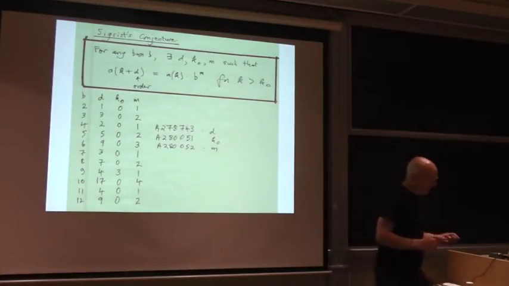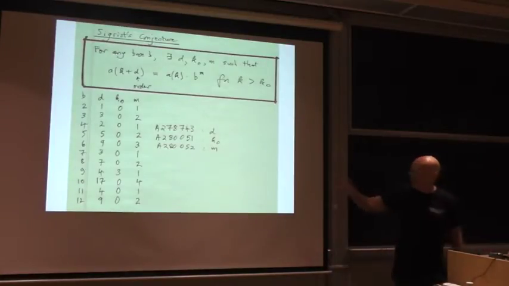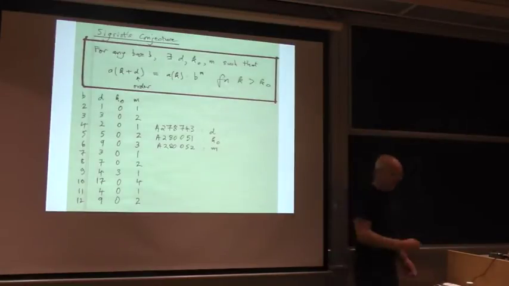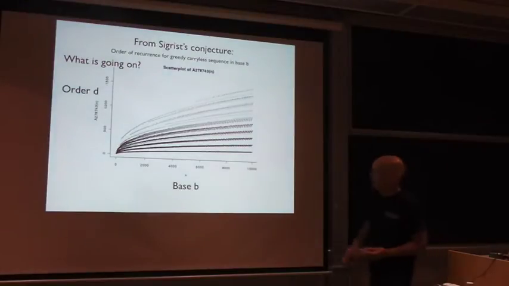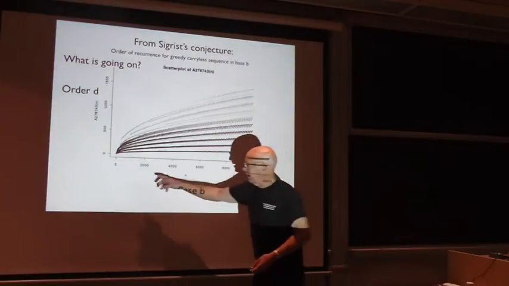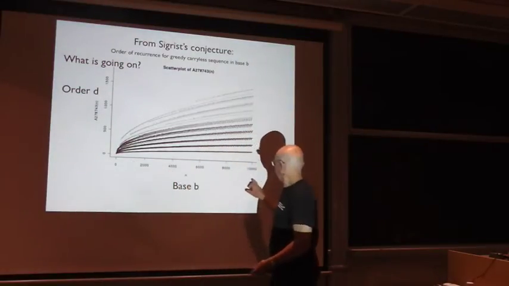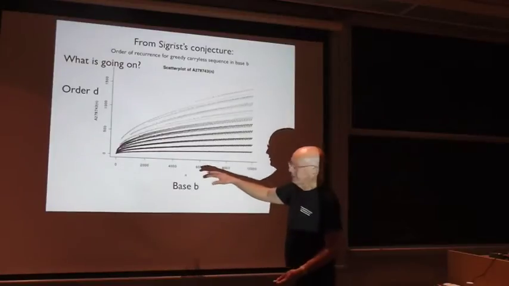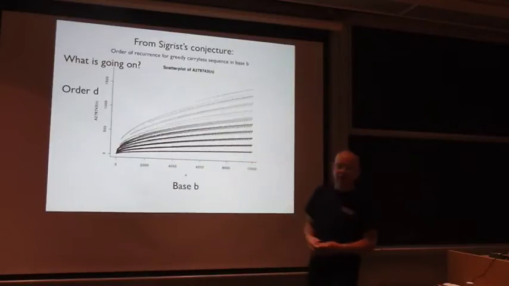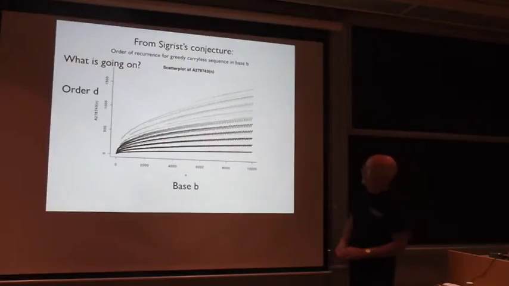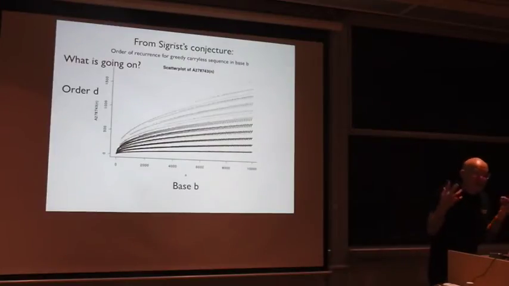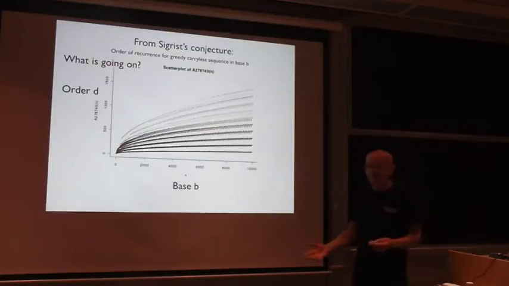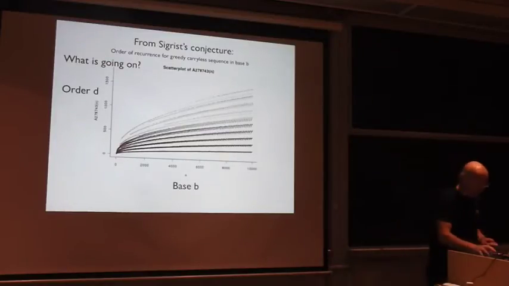Yeah, if you plot these sequences against each other, they look pretty wild. This is just the order of the recurrence as a function of the base, from base 2 up to base 10,000. That's a very weird graph. What's going on here? So this is greedy, carryless sequences in base B. Remy sequenced, very interesting.